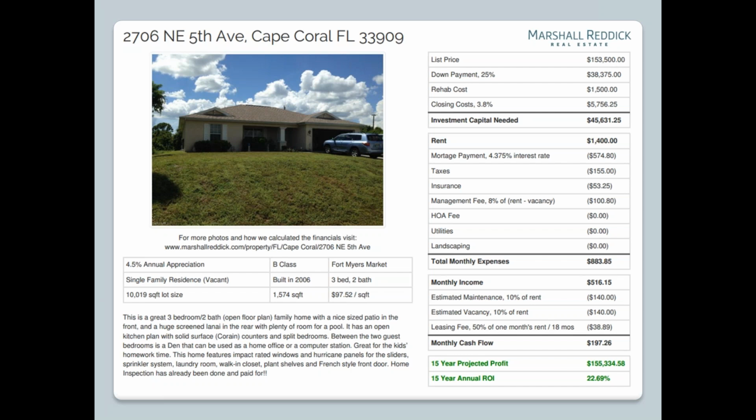So we're going to look at a B-class property in Florida. This property is listed for $155,500. This particular property already sold several months ago. I just wanted to use it as an example, but there's dozens more like this on our website.